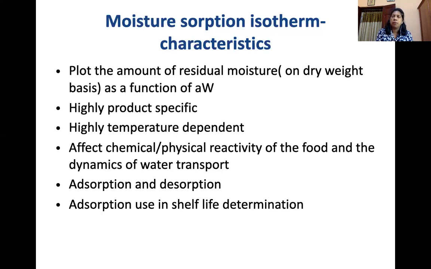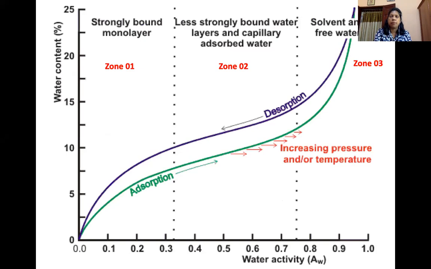So the small questions can come from these small points. Therefore, you really need to study this in depth. In this figure, which you have also seen under the principles of food science, there is the strongly bound monolayer water, the less strongly bound water layers, and the capillary adsorbed water, and the other one is solvent and free water.